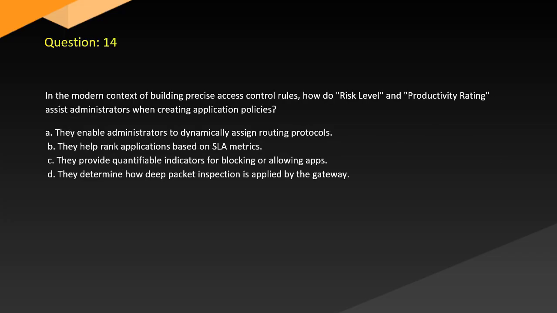Question 14. In a modern context of building precise access control rules, how do risk level and productivity rating assist administrators when creating application policies? A. They enable administrators to dynamically assign routing protocols. B. They help rank applications based on AI metrics. C. They provide quantifiable indicators for blocking or allowing apps. D. They determine how deep packet inspection is applied by the gateway.